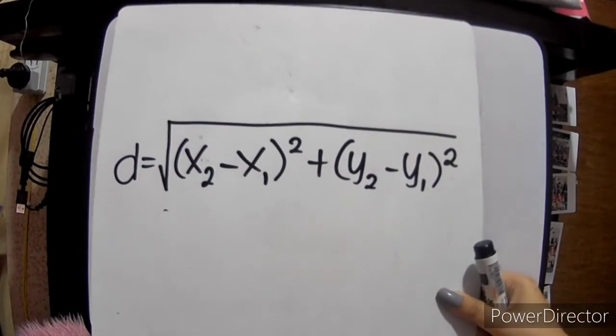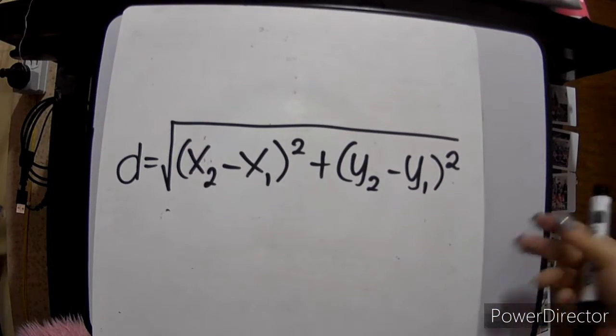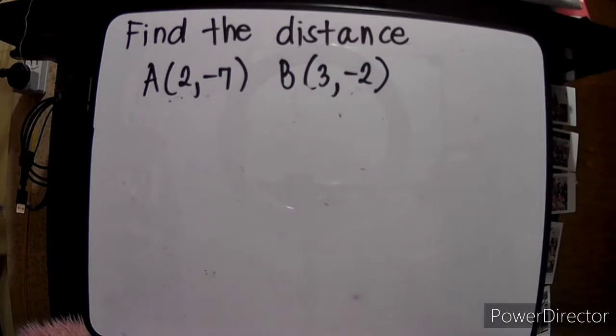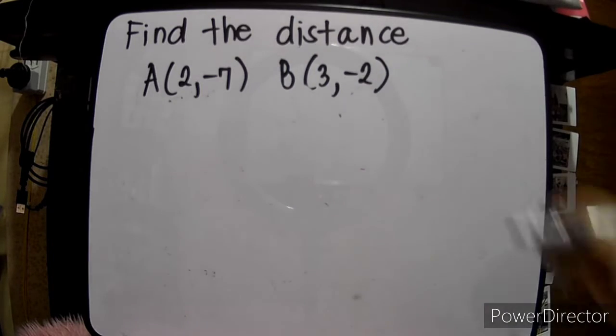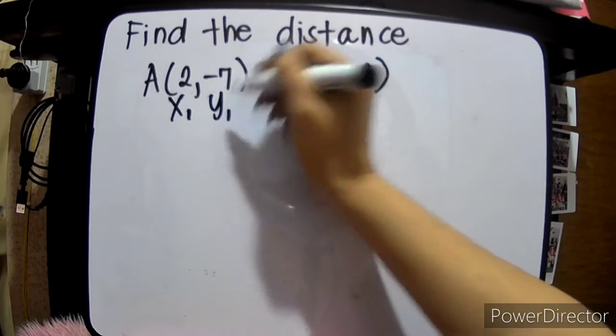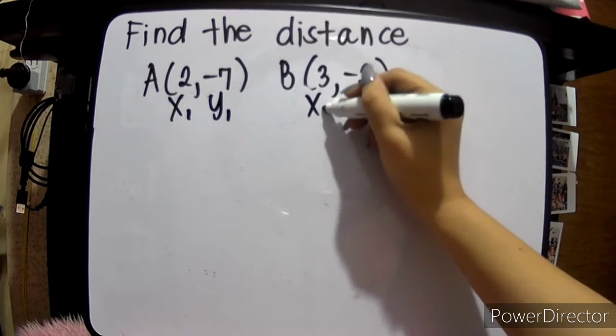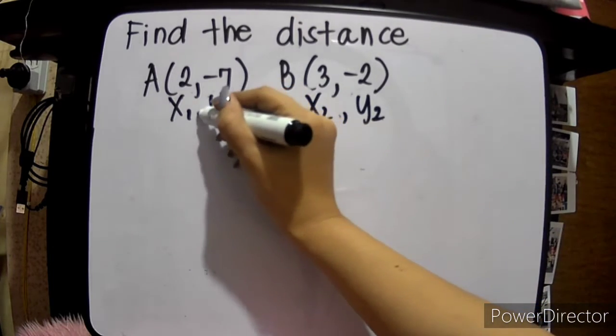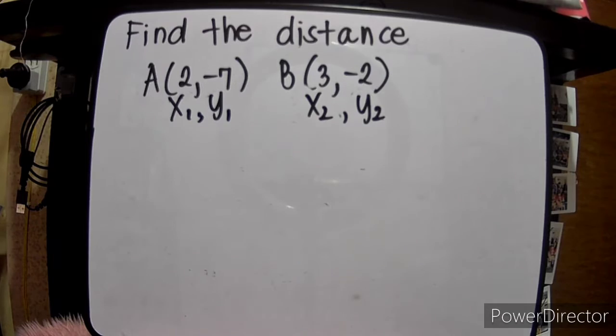So, para hindi malito sa pag-substitute, yung given nating ordered pair ay lagyan natin ng label. This will be your x sub 1, y sub 1, and this will be your x sub 2, y sub 2. So, hindi magiging magkasama si x sub 1 and x sub 2 sa isang ordered pair dahil nga sa isang ordered pair or sa isang coordinates, there is x and y.